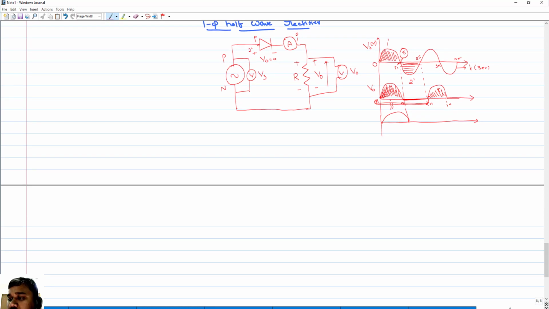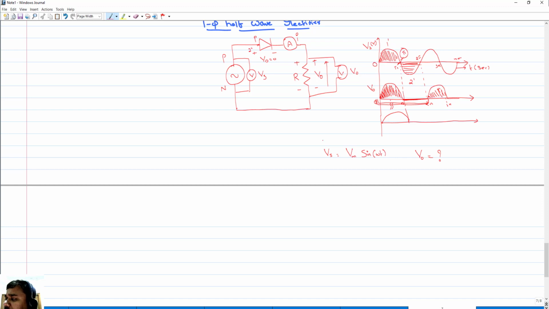Okay. Now what we do, the supply voltage Vs is equal to Vm sine of omega t. You can take cos also, whatever, because I started from 0. So sine 0 is 0, sine 90 is high, sine 180 is 0. So that's why I have taken it. Now I need to find out what is the voltage V naught.